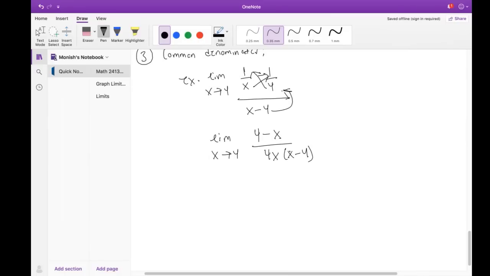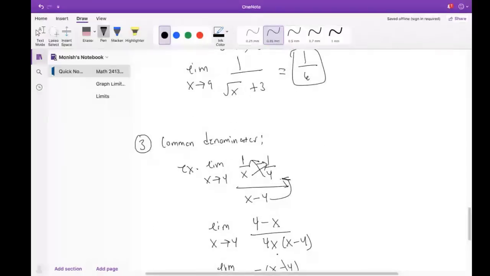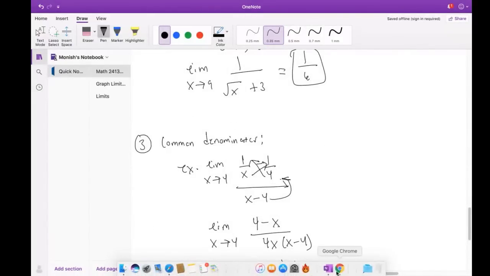So now we see that we have a common term, but we need to change the 4 minus x to match the x minus 4, so we'll factor out a negative. And we'll end up getting negative x minus 4 over 4x, and then x minus 4. Now these two terms cancel. So now we have limit as x approaches 4 of negative 1 divided by 4x. If we plug in 4 from here, we'll get negative 1 over 16. Okay, and so I went through this method and this method kind of quickly. Are there any questions on how I solved either of those problems?